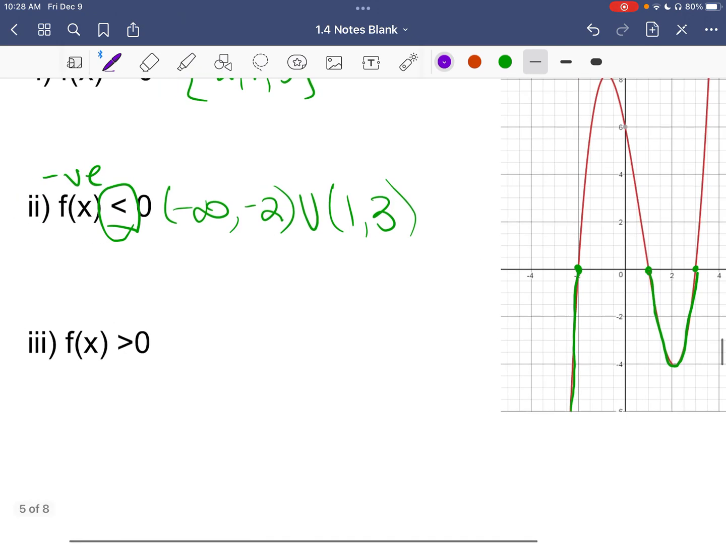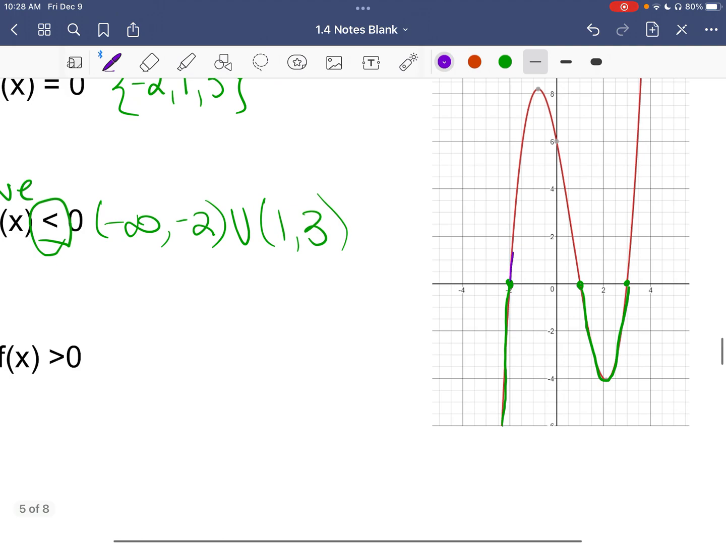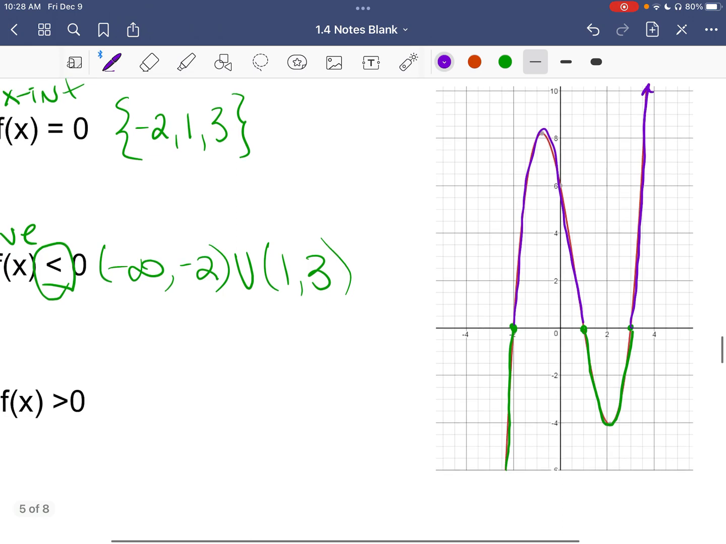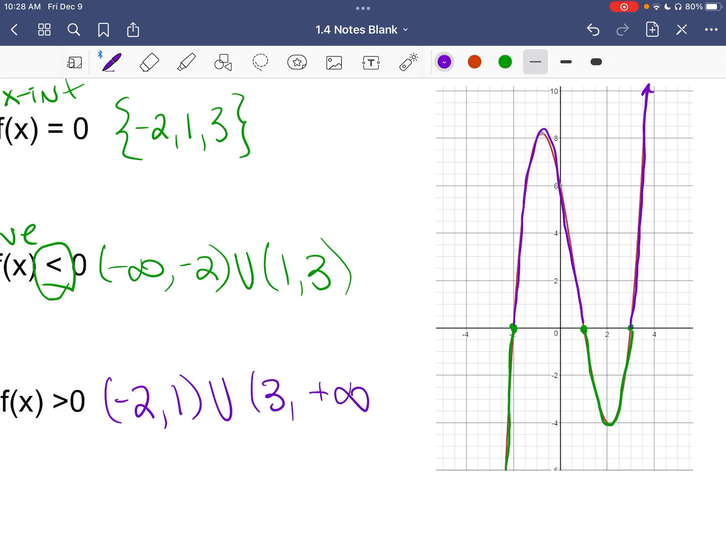Where f of x is greater than 0, that's where our function is positive. And so that's in this space right here and in this part right here. That's where all of our y values are above 0. So that is between -2 and 1, or we could also say that is from 3 on forever.